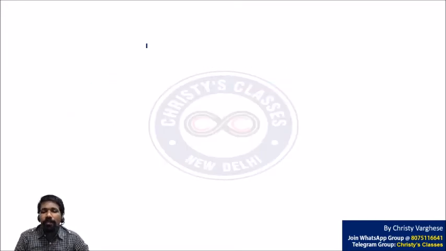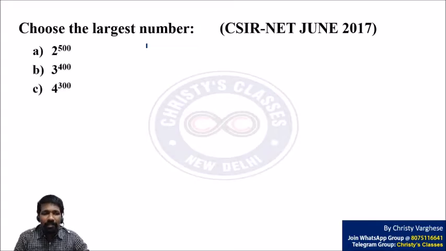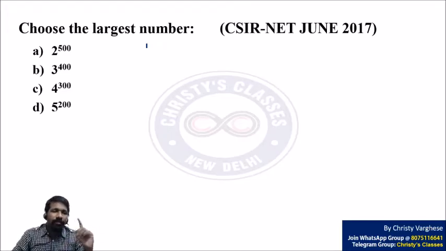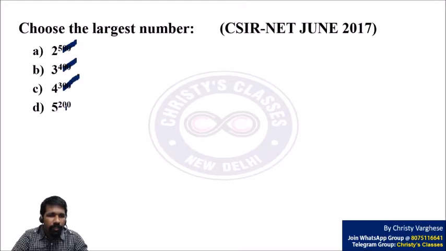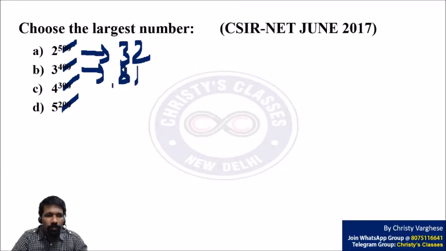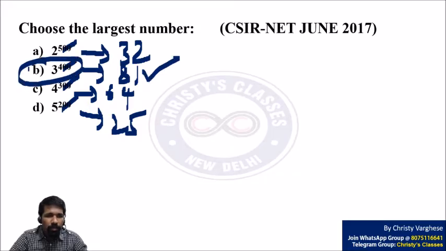And I will show you the same question asked in a previous NET exam with a slight change in the values. June 2017 NET exam, this was asked. Here you don't have to go for the mathematical idea we discussed. Just cancelling common powers is enough. 500 is 5 into 100, 400 is 4 into 100, 300 is 3 into 100, 200 is 2 into 100. That 100 is taken out common, so we delete that 100. Now for the remaining, 2 raised to 5 is 2 into 2 into 2 into 2 into 2, 32, 3 raised to 4 is 81, 4 raised to 3 is 64, 5 raised to 2 is 25. The largest among them is 81, so option B is the answer.